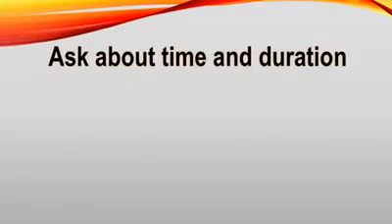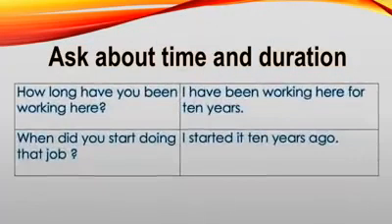And please don't forget to ask about time and duration. You have two ways if you want to ask about time and duration. For example, how long have you been working here? So I'm going to use how long have you been, and then I have to put the verb with ing. Your answer should be like, I have been working here for 10 years.